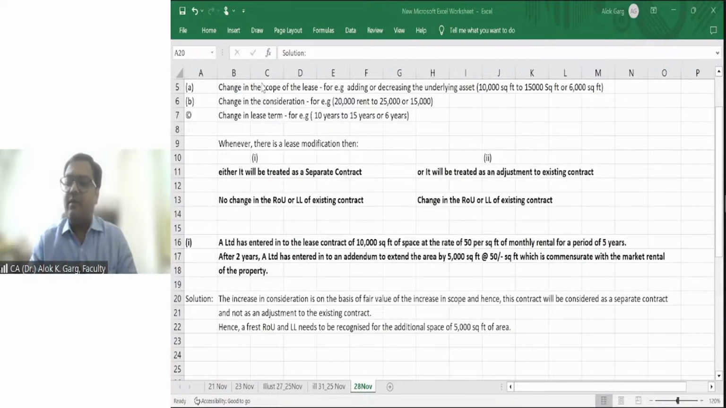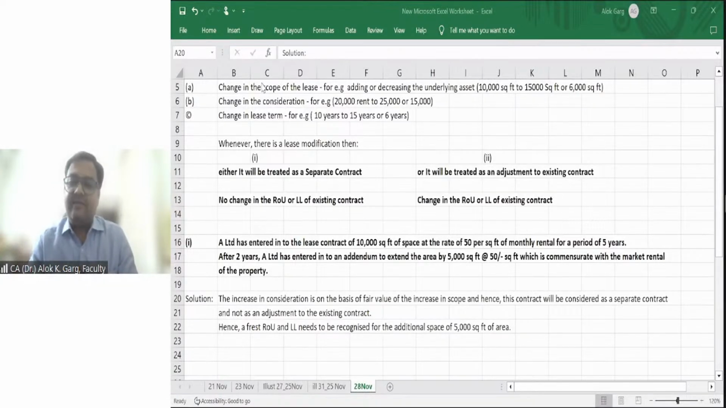There is no change in lease rental from the perspective of the lessee. There is no change in the lease term from the perspective of the lessee. There is no change in the lease consideration. No change in scope of the lease, no change in consideration, no change in lease term. Is it a lease modification? This is not a lease modification, right?